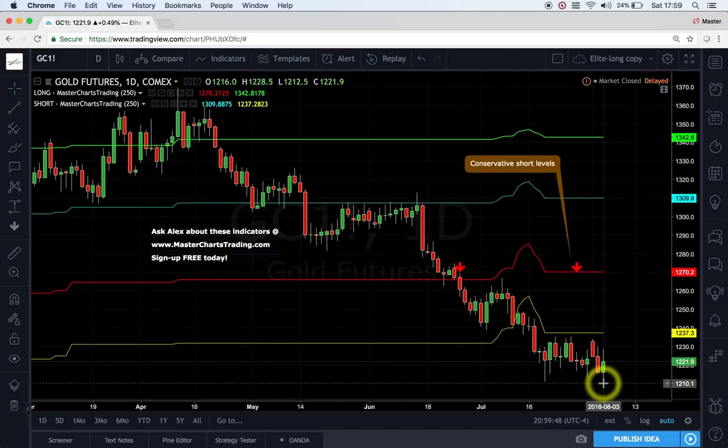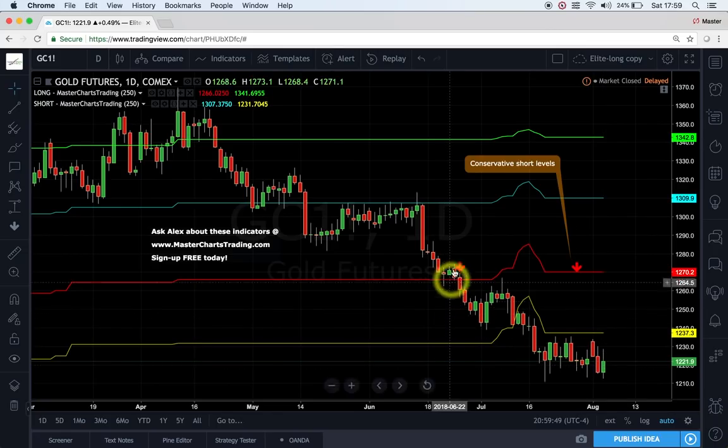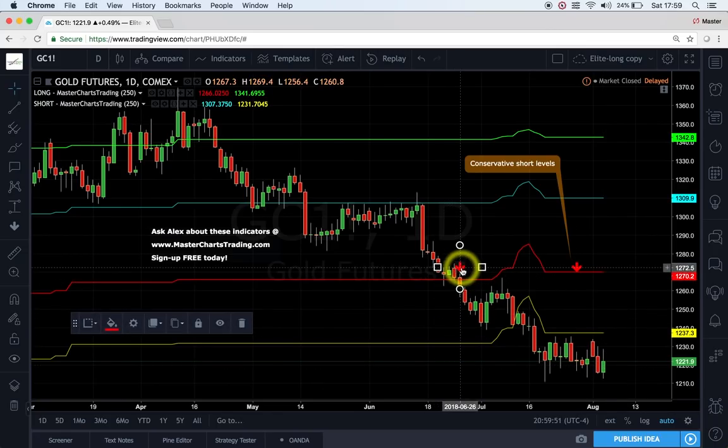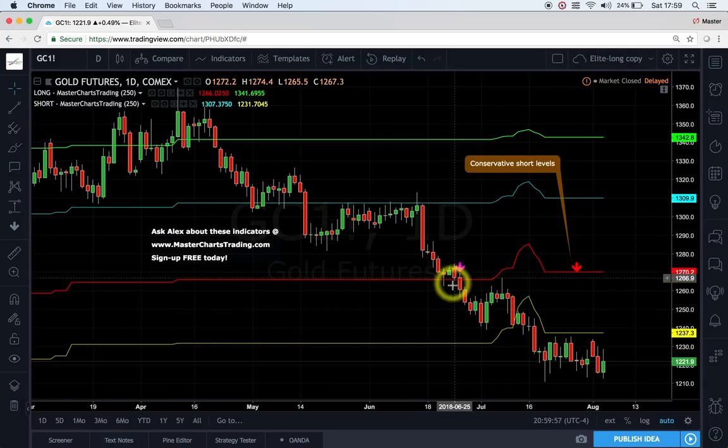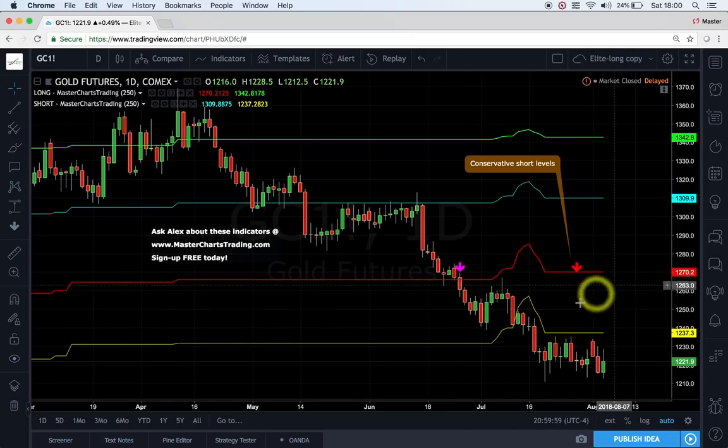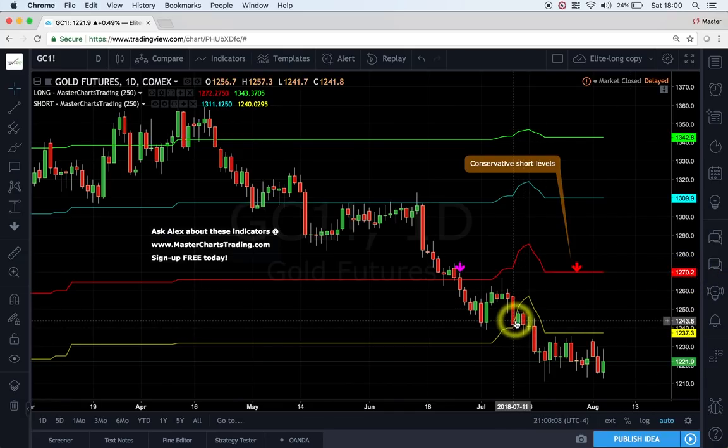This one hasn't made a fresh low yet. There's the bearish breakdown on the 26th of June 2018. I'm gonna make it purple right there. And I would have shorted it basically on a bounce to 1270, if it even will materialize. But here you can see the aggressive short sellers were rewarded almost immediately.